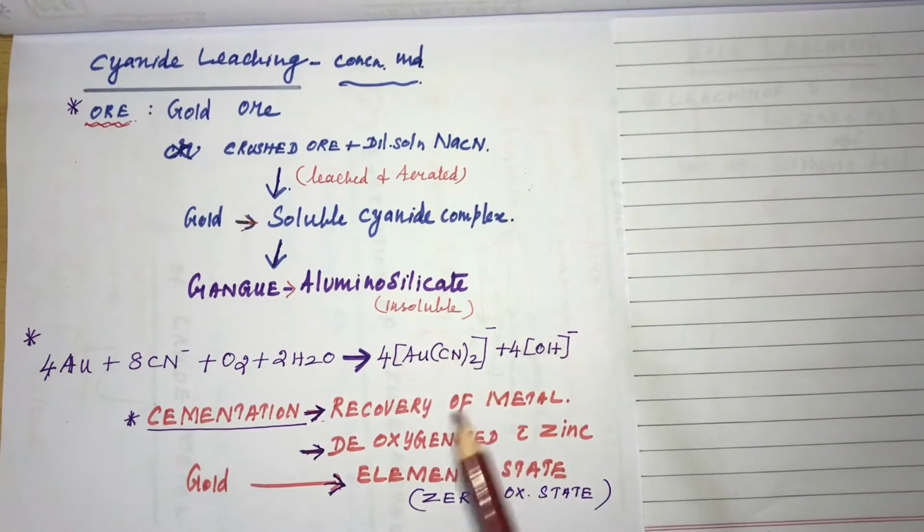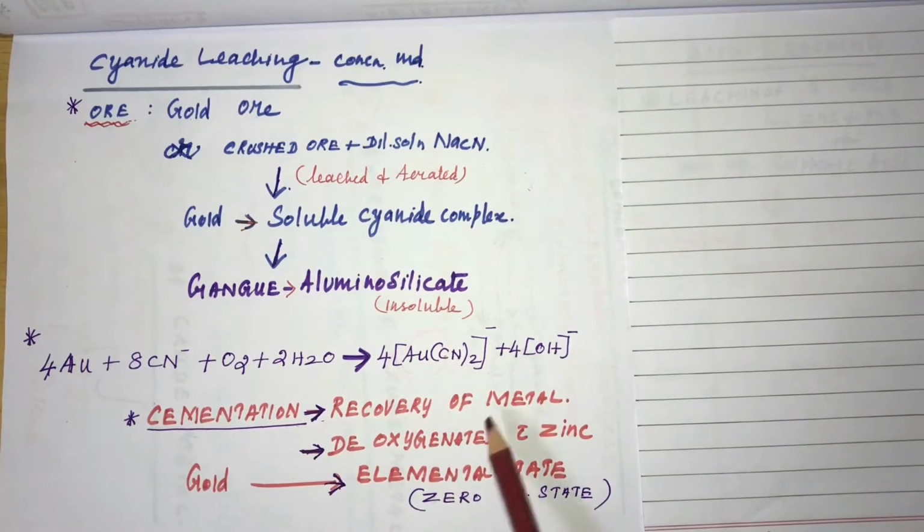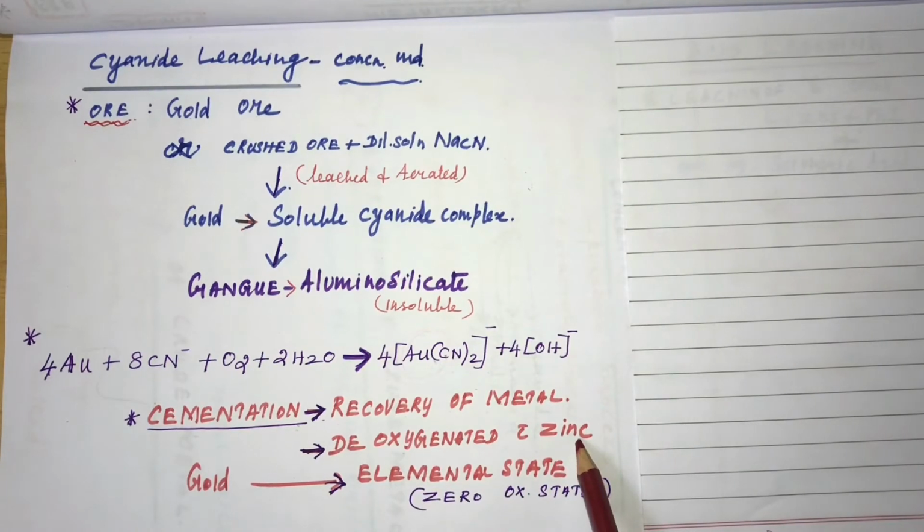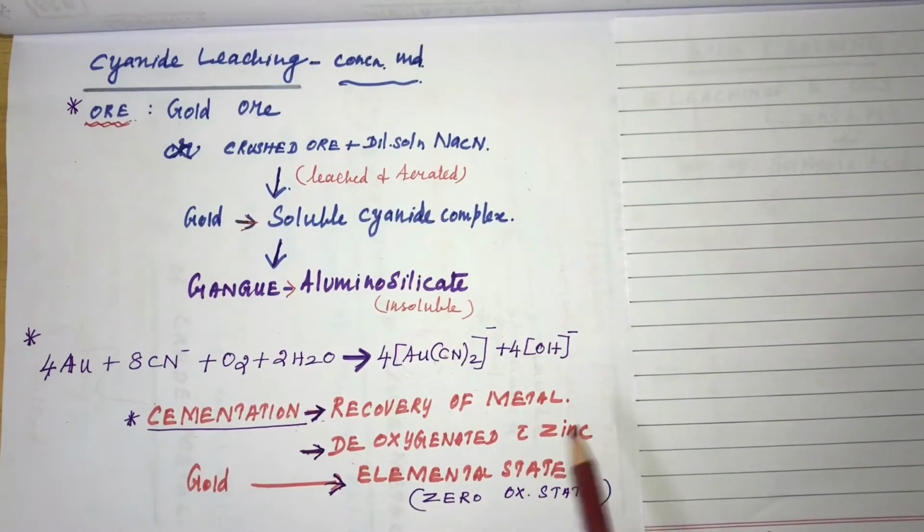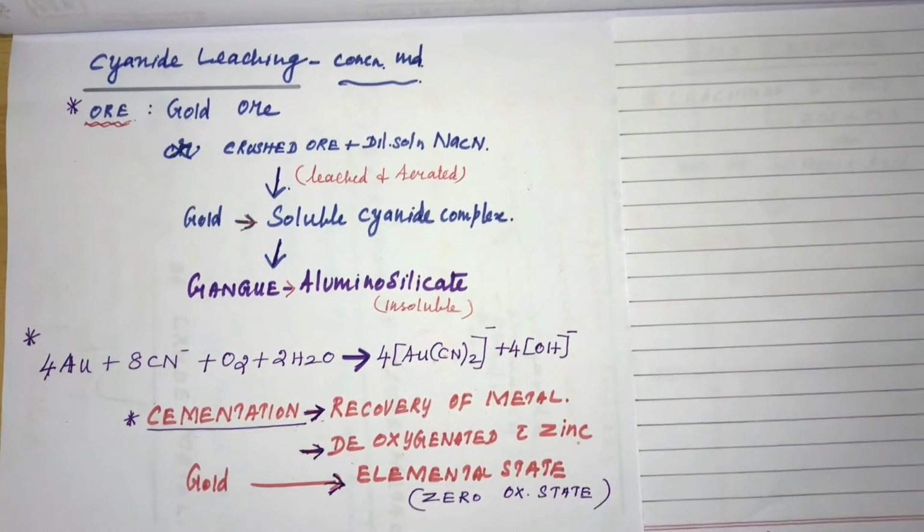For that the process used is called cementation. Cementation is recovery of metal, the recovery of metal from the complex. What we are in need, நம்மளுக்கு என்ன தேவை? இந்த metal தான் தேவை. So the recovery of metal, that process is called cementation. So for the cementation, for the recovery of metal, it is deoxygenated with zinc, that is the gold is converted into elemental state gold.